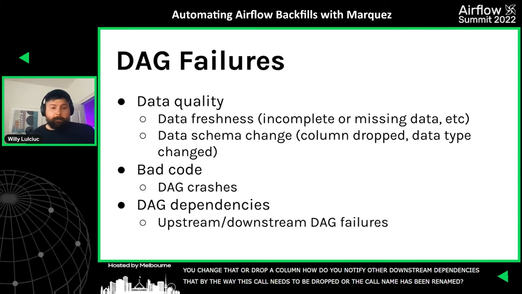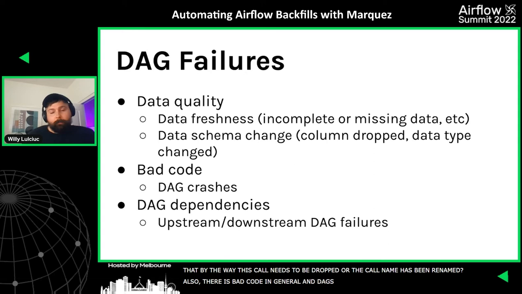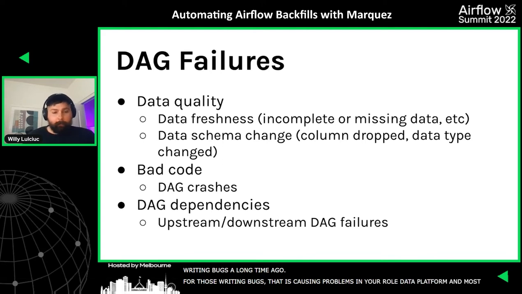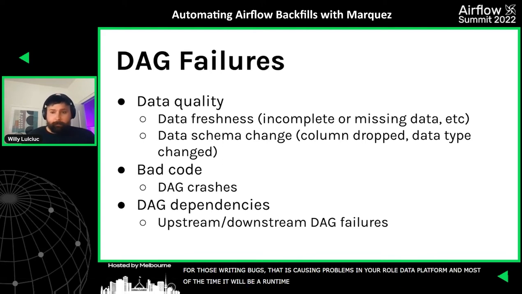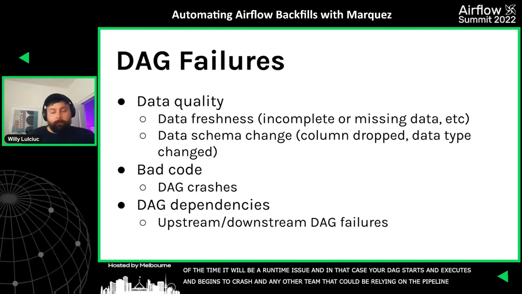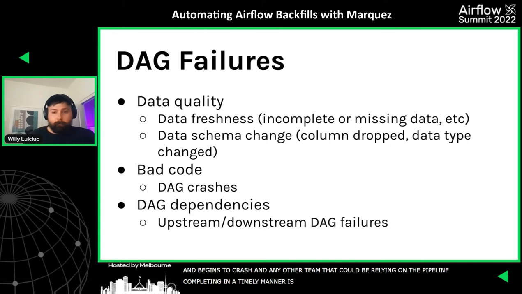Also, there's bad code in general. DAGs crash because bugs are written. I mean, I stopped writing bugs a long time ago. So for those who are still writing bugs, that's causing problems in your overall data platform. Most of the time it's going to be a runtime issue, so your DAG starts, it executes and begins to crash. Then any other team that could be relying on that pipeline completing in a timely manner is now delayed. And that could most likely affect dashboards that a CEO might be looking at.